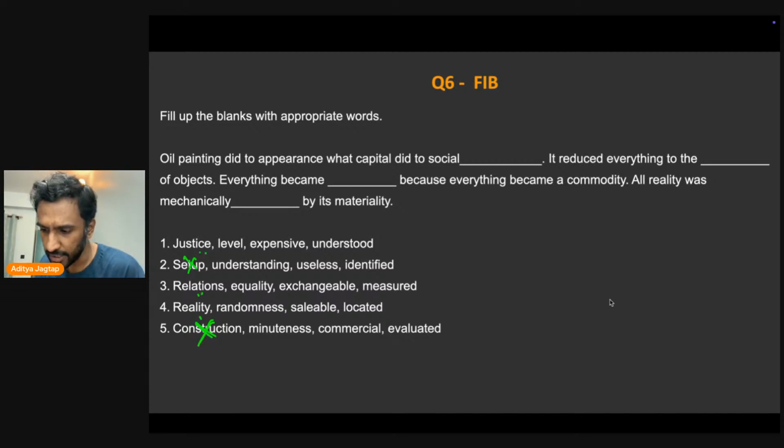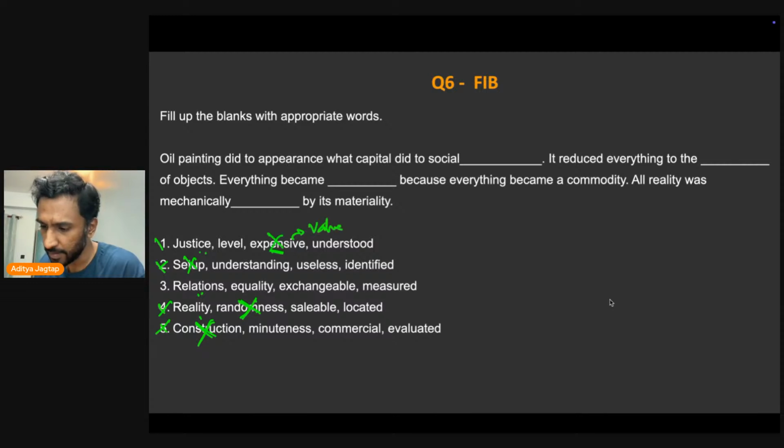So justice, relations, and reality we are left with. Then if we say it reduced everything to the randomness of objects, this doesn't make sense, right? So now we have eliminated 2, 4, and 5. We are left with 1 and 3, right? Everything became expensive because everything became a commodity. This is incorrect. Expensive, no, everything had a value, right?